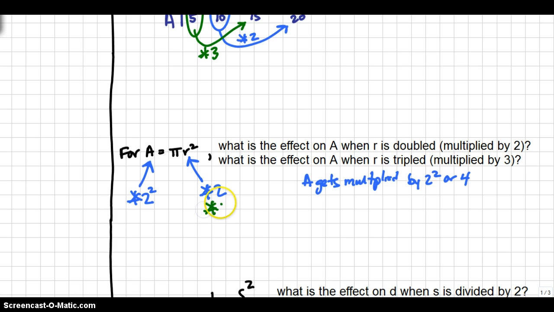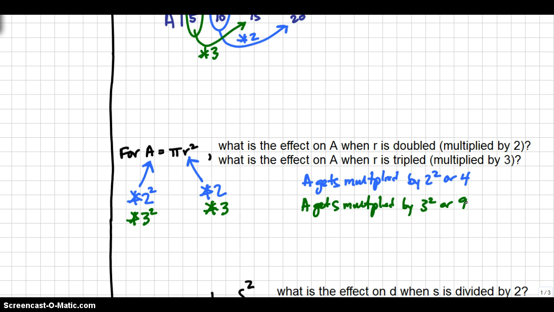So if we multiply r by 3, that means since it's a direct situation that we're still going to multiply by 3, but we need to incorporate that power. So a gets multiplied by 3 squared, or by 9.